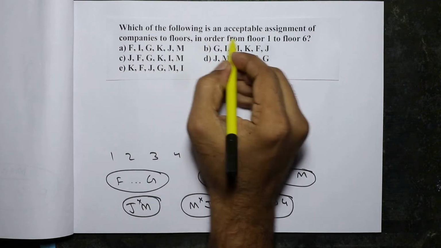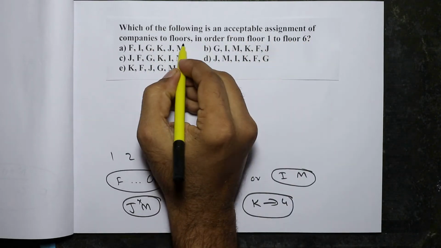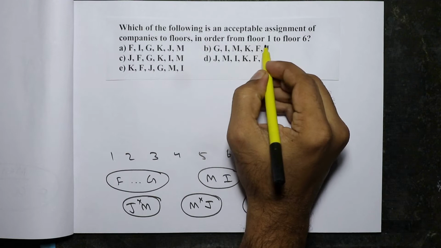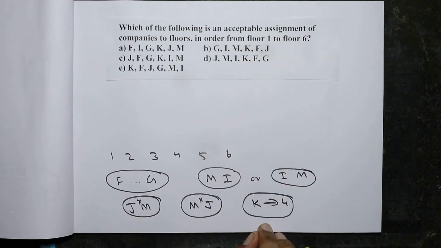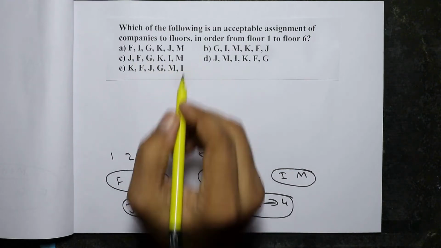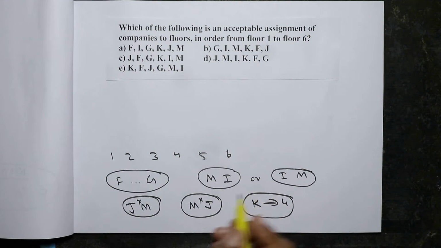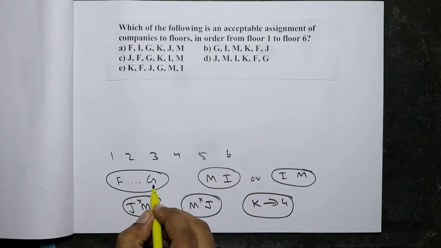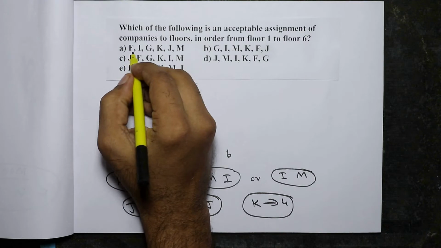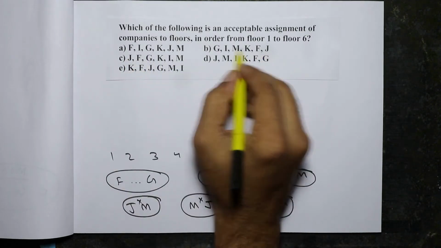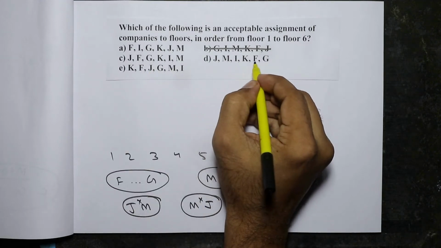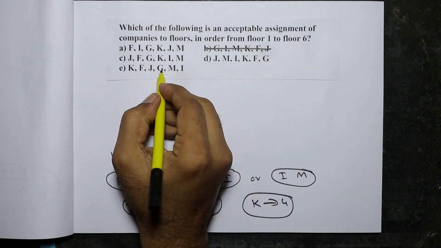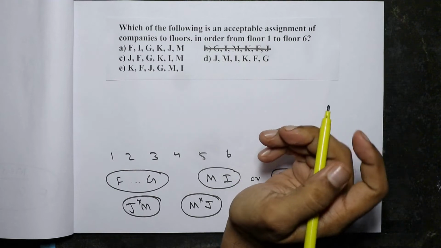Which of the following is an acceptable assignment of companies to floors in order from floor 1 to floor 6? Now all these conditions have to be satisfied. So we'll eliminate those options which do not satisfy these conditions. First condition is that F has to be before G. Now here F is before G, here F is after G. So that is not possible. F is before G, F is before G, F is before G. So only option B can be eliminated.